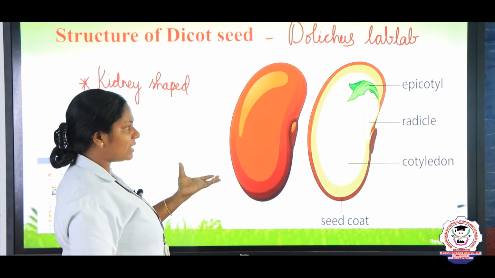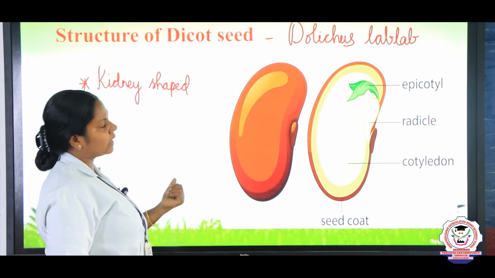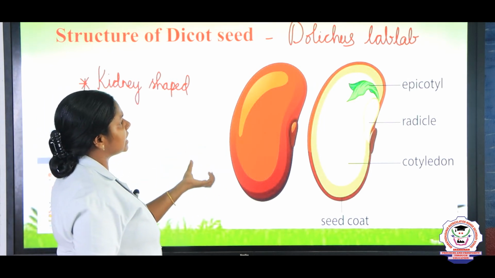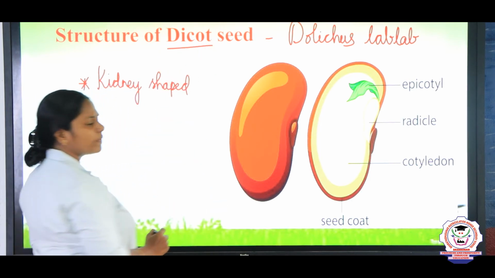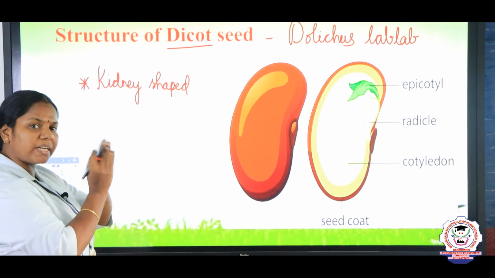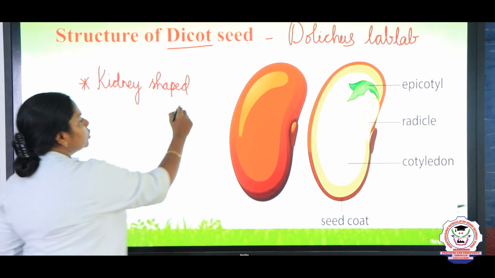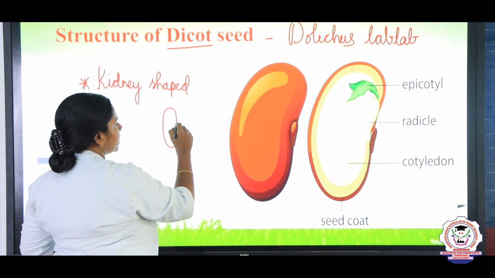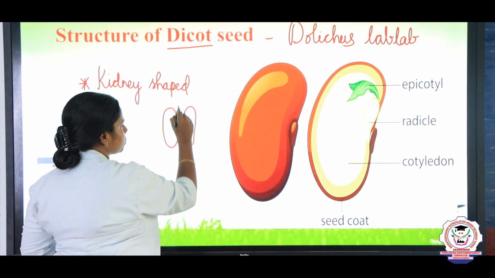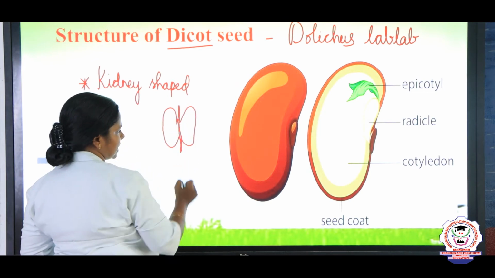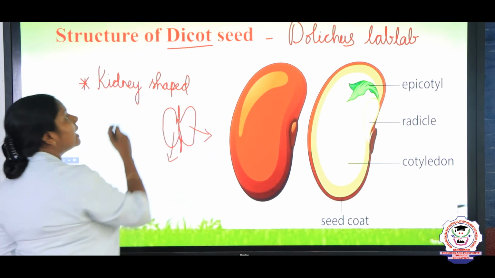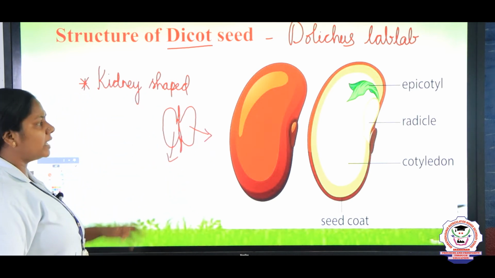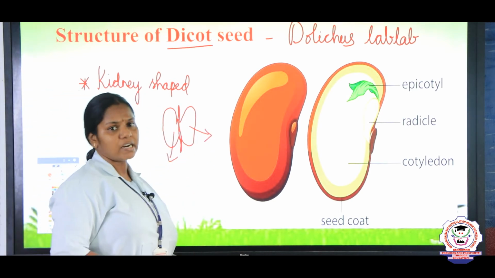And what is the color? It is dark brown in color, and you can see why we call them a dicot. Why do we call it a dicot, children? If you split it, you can see 2 cotyledons attached to the embryonic axis. Since it contains 2 cotyledons, we say it is a dicot, right?